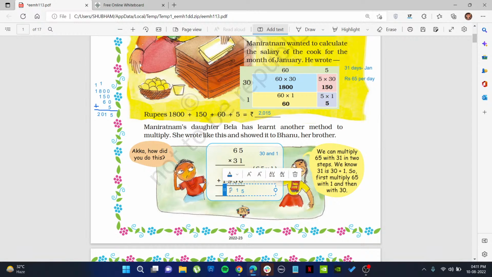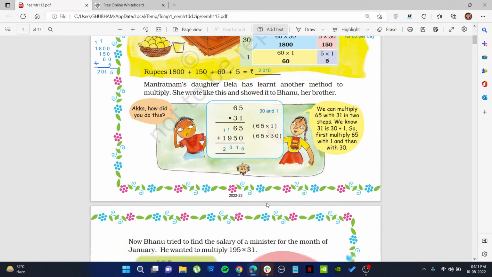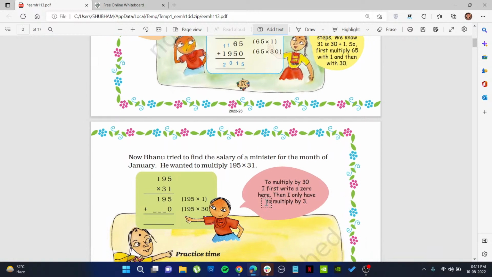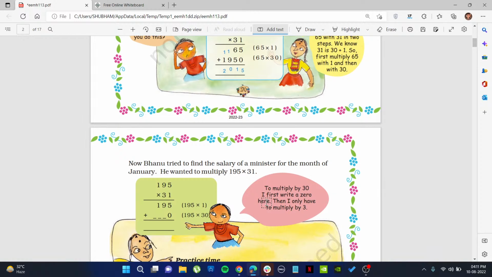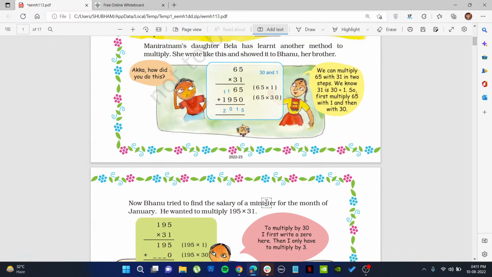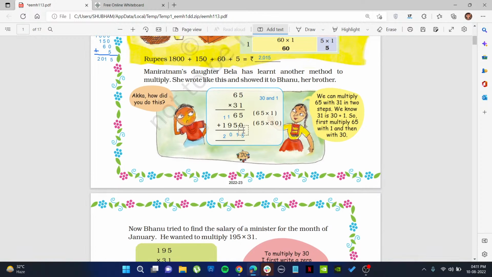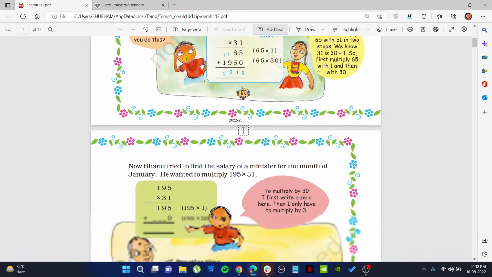So we'll be writing 0 here, and the other one will be regrouped to the next column, and 1 add 1 gives us 2. So our final answer is 2015. So this is another method of multiplication. Okay. So here we have calculated the salary for cook. Now let's see what the next part is saying.